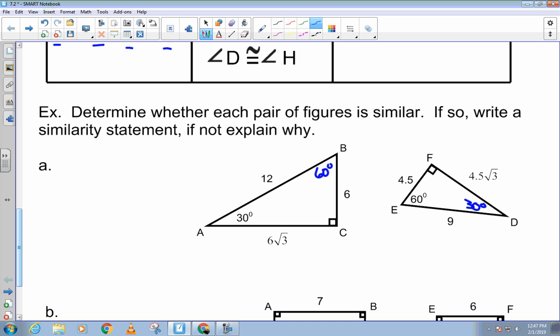And so I need to look at what they're across from. So, like the 12 and the 9 are across from the right angle. Those are the hypotenuse, so they're going to correspond. So I could write 12 is to 9, and then 6 is going to correspond with what on the other triangle? It's going to correspond with 4.5, so 6 over 4.5, and then 6 radical 3 over 4.5 radical 3. Now I can easily tell that these last two are the same, because I can cancel out those radical 3s, and that's the same fraction, right?